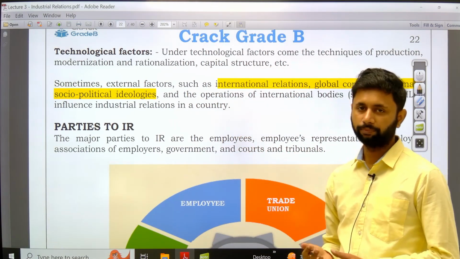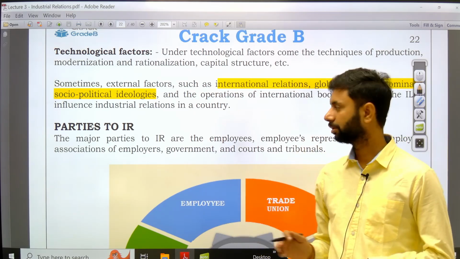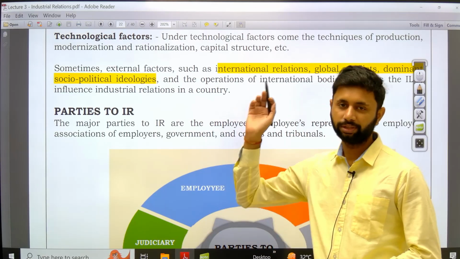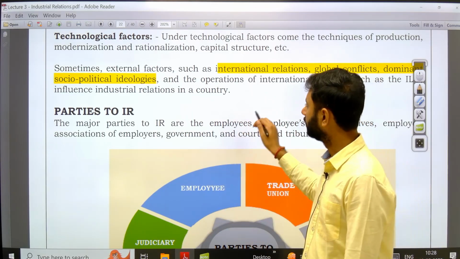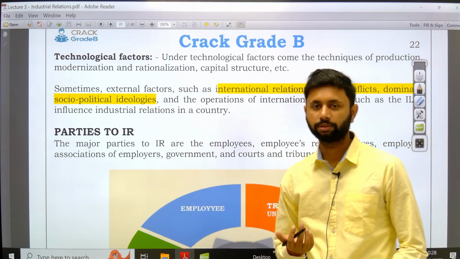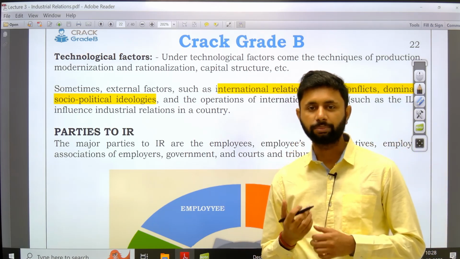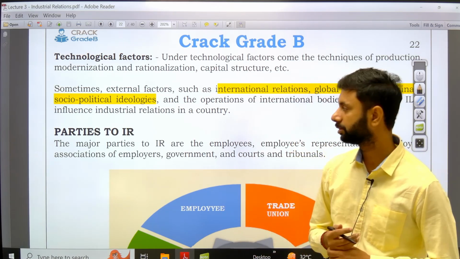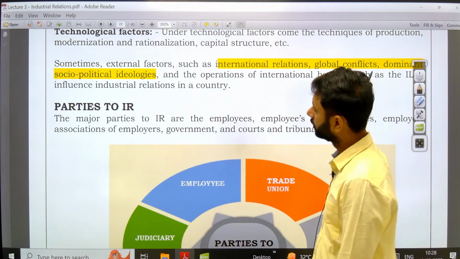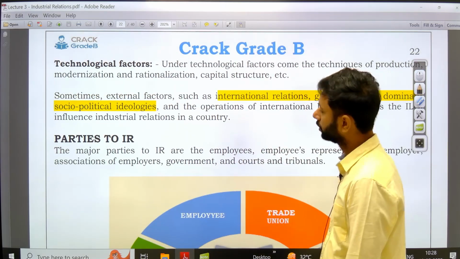And obviously these three are not the only factors, but various other factors are on the periphery. Those three were the major ones, and these are obviously socio-political ideologies we've already discussed. How does a communist state affect industrial relations? How does a capitalist state affect industrial relations? And similarly, international relations, global conflicts, domain knowledge. Obviously these two you can also relate.